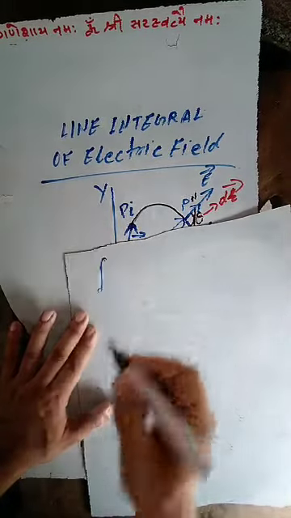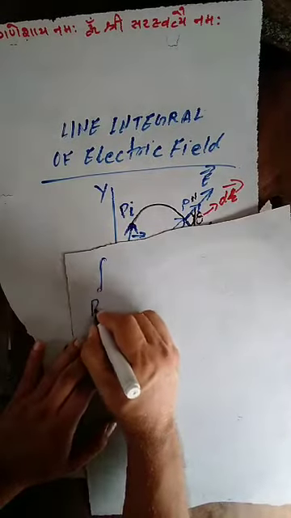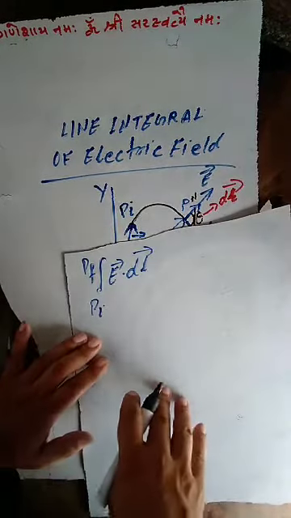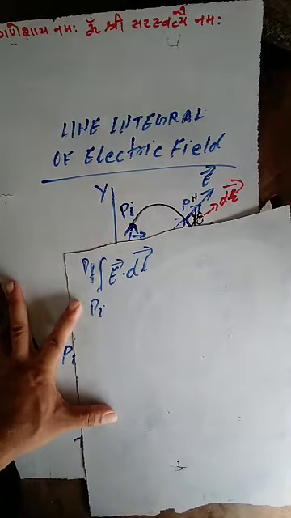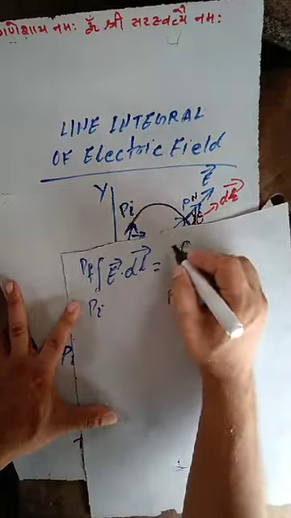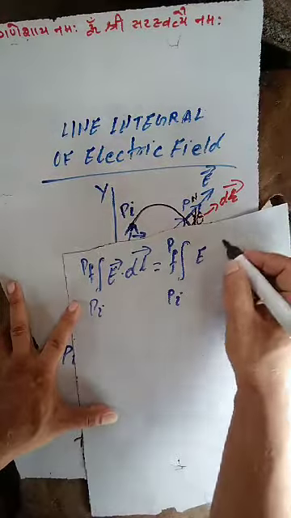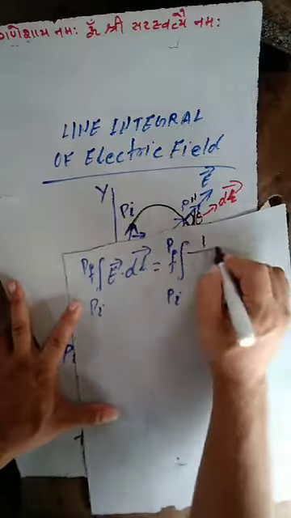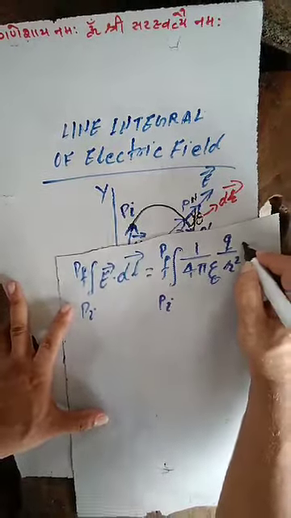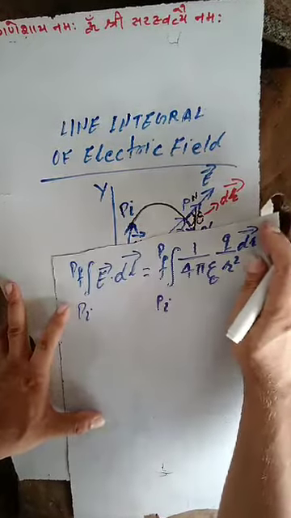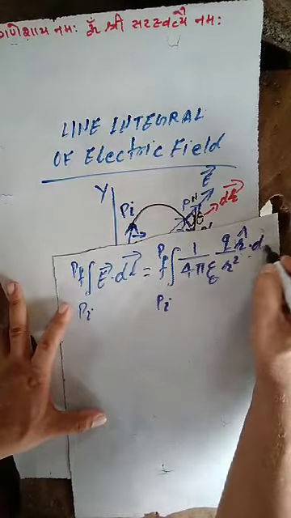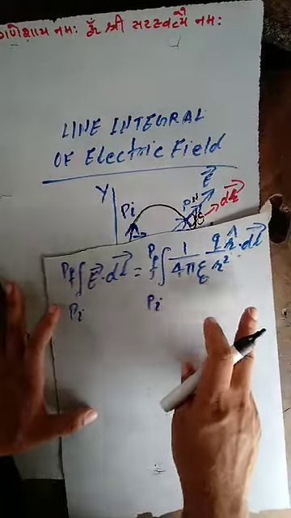Now what is this actually? Integral from Pi to Pf of vector E dot dl is equal to integral from Pi to Pf of E. What is your electric field? 1 by 4 pi epsilon naught Q by r square, and, sorry, it's not dr, it is r cap dot dl. So we have to find the value of this.